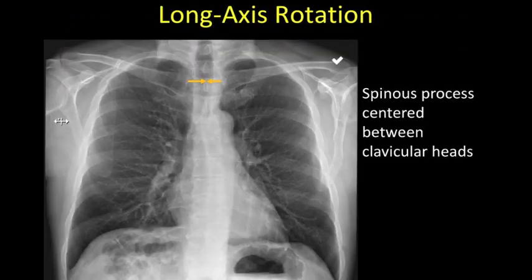In terms of long axis rotation, we first evaluate if the spinous process is centered between the clavicle heads. When centered, this implies that the patient is directly perpendicular to the X-ray beams and the film is well centered.